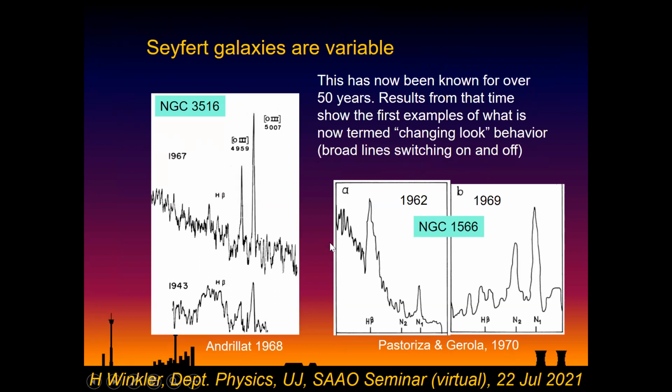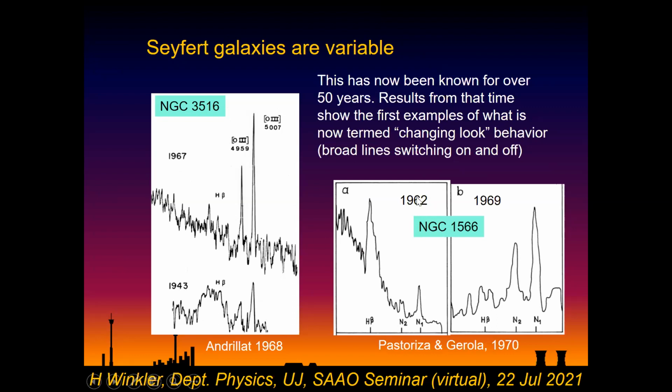And here are some of the very earliest spectra where people realized that the spectrum that had been measured before is subject to quite a lot of variations. These are very well-known ones. This one was one of the original six in the list of Seyferts in 1942, and this one came soon after that as well, right?